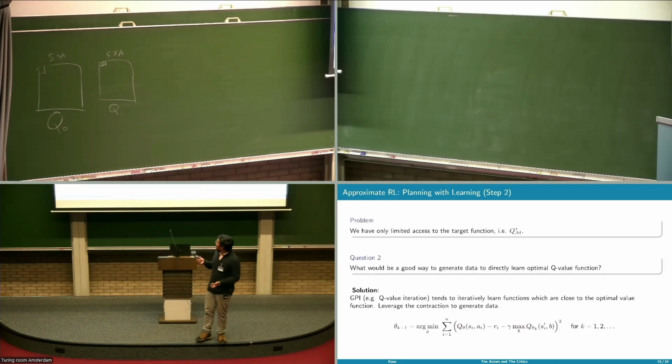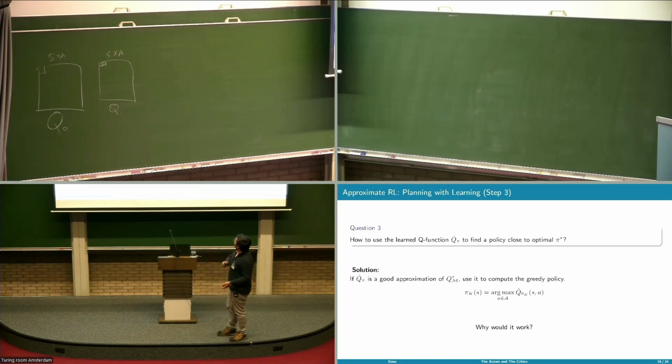The answer is very simple: apply the greedy policy on top of it. If this Q hat in the end becomes a good approximation of the Q star, then that's the policy you recommend. So this part is pretty easy, but just remember that we are still saying all these things for discrete action.